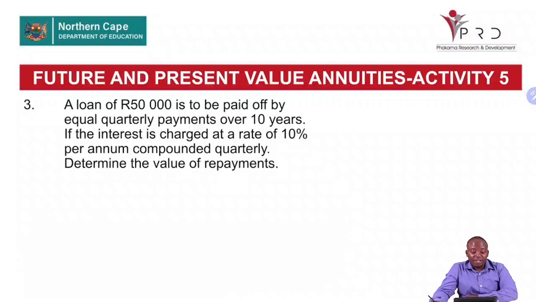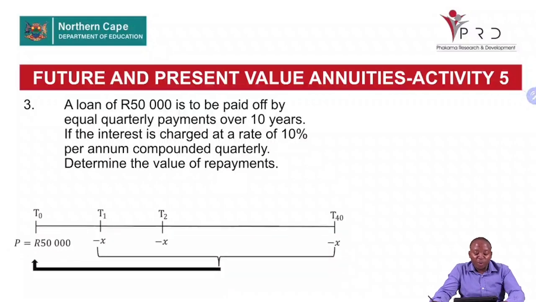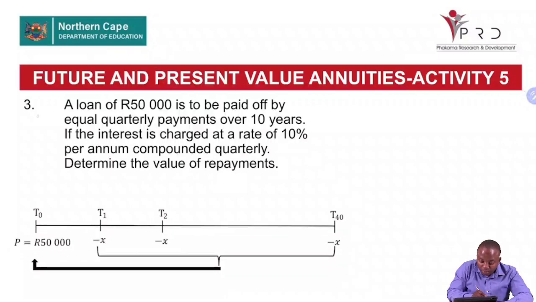Right, let's look at the last one, number 3. It says a loan of 50,000 is to be paid off by 10 quarterly payments over 10 years. If the interest rate is charged at a rate of 10% per annum, compounded quarterly, calculate the value of the repayments. So we populate the whole information in our timeline.